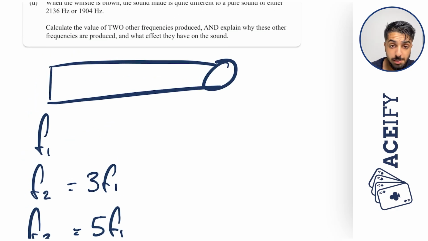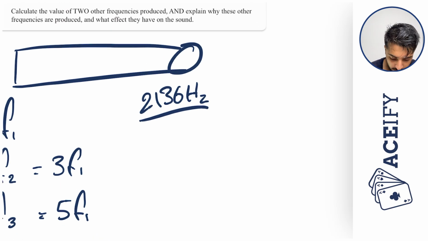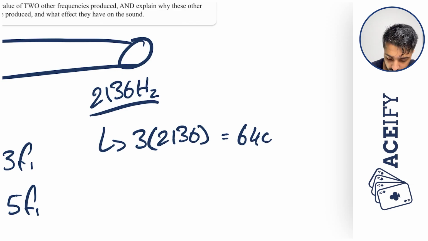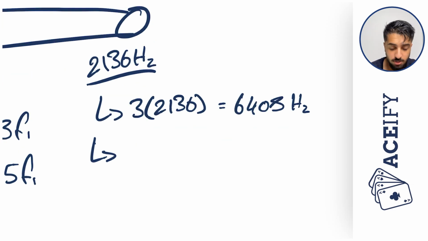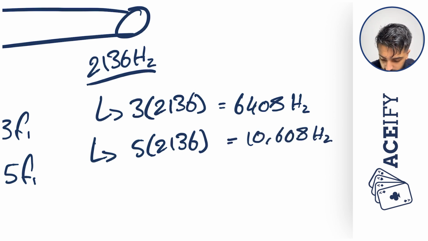And so for the pipe that produces 2136 Hz, which is the small pipe, the first overtone is going to be 3 times 2136, which gives 6408. And the next overtone is going to be 5 times 2136, and this gives 10,680 Hertz. There we go.